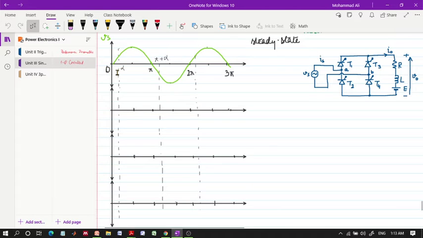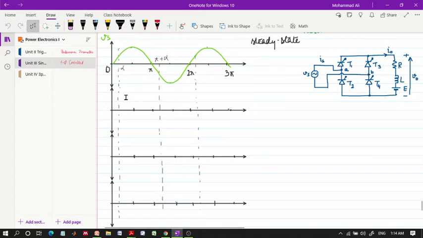Okay, so if this is a 50 hertz supply, then this angle pi will correspond to 0.01 seconds. This 2 pi will correspond to 0.02 seconds, 1 divided by 50, and so on and so forth. We can also have a 60 hertz supply that will correspond to 1 upon 60. This point will be 1 upon 60. This will be 1 upon 60 divided by 2.